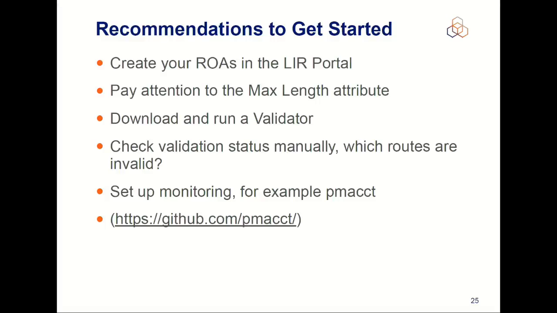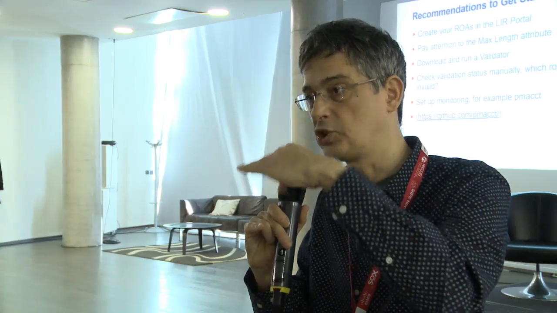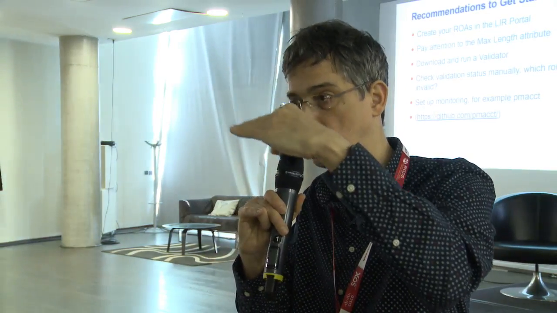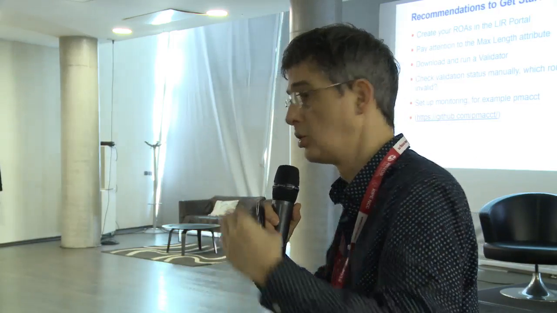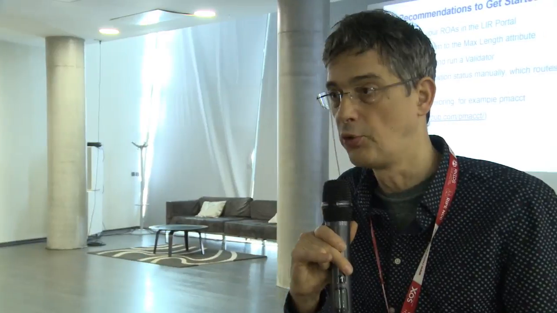The important thing to pay attention to, the main problem, can be the maximum length. So if you create a ROA for your announcement and you just say default maximum length, and your prefix is a /21, then if you want to announce a /22, that will be invalid. If you know you want to do it, then you have to change the maximum length when you create the ROA, or later, and change it from default to /22 or /23 or /24.